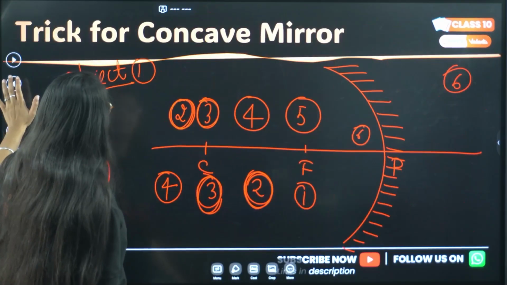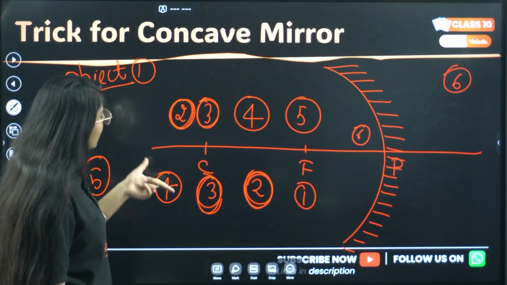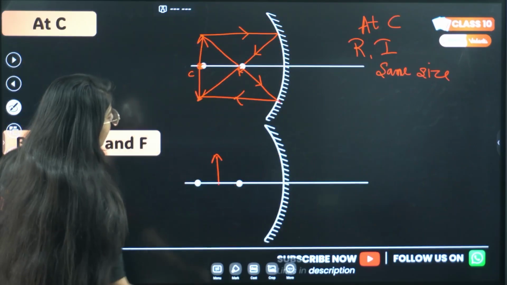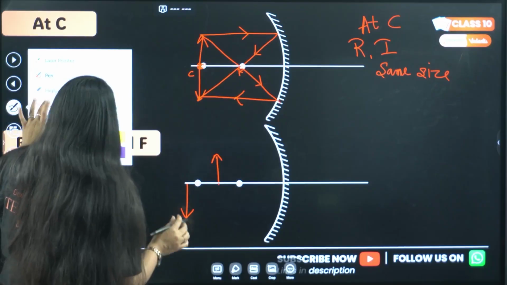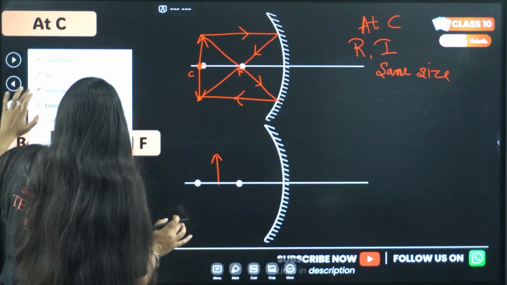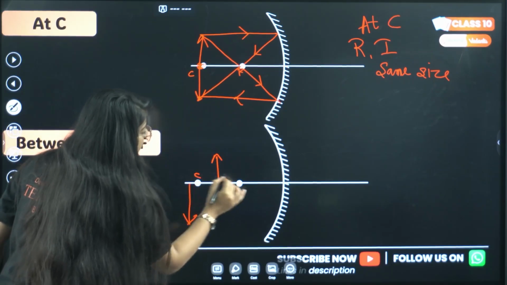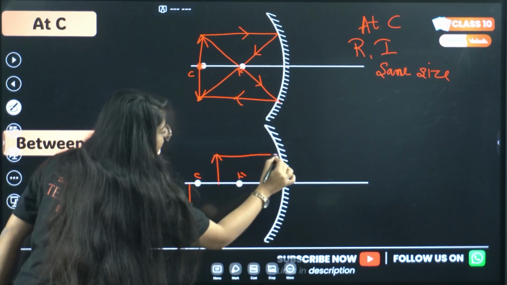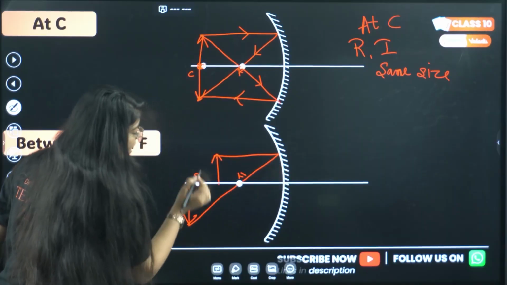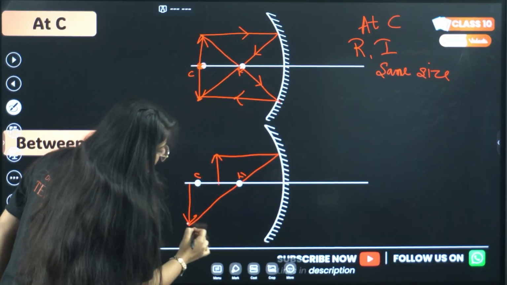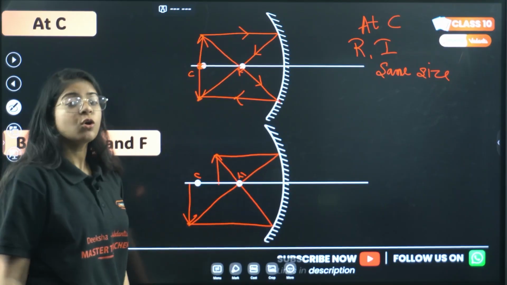And from my trick, I know if the object is between C and F, the image will be beyond C. So I will make an image which is beyond C. And I will make it a bit larger because I know the size of the image is increasing. So this is C, this is F. What I'll do, one ray parallel, it should meet, these 2 points should meet and pass through focus, and another ray, this is parallel, and this also should connect and pass through focus.